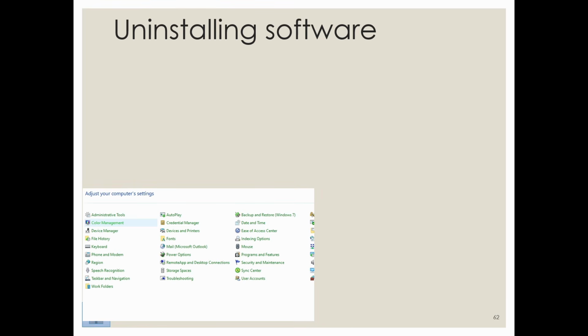Here was another question. How do we uninstall software? Folks, I've seen people say, you just go to the desktop and you delete the icon there. No, no, that's a shortcut. Are you deleting the program?